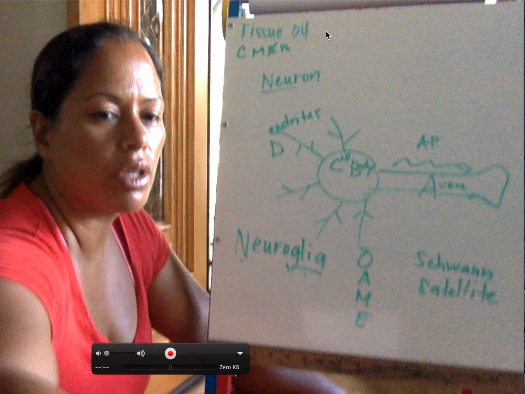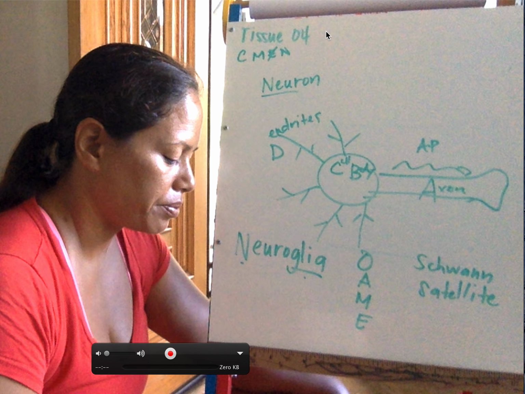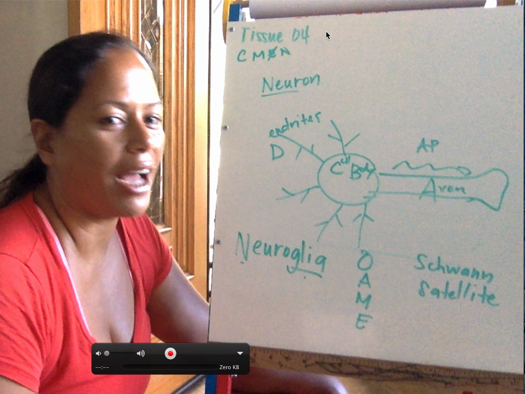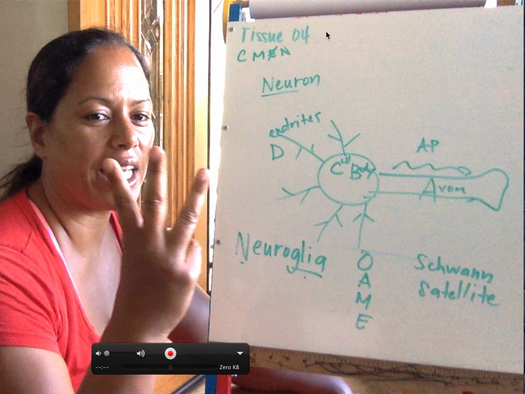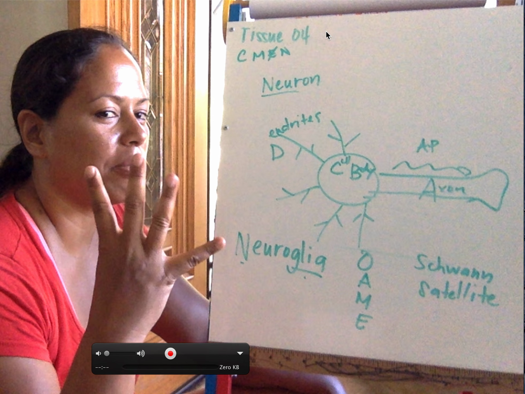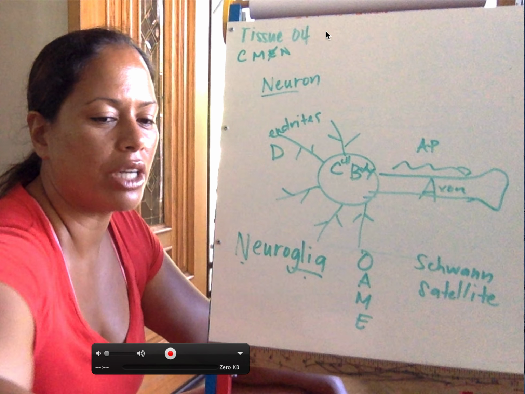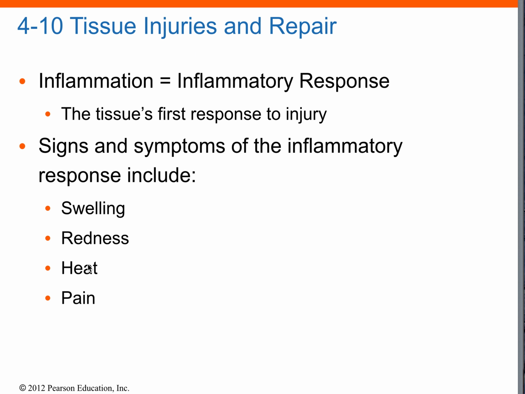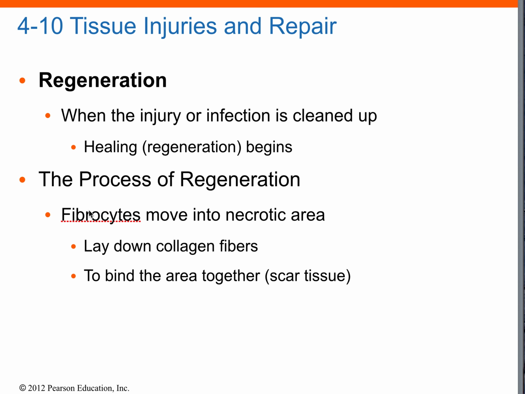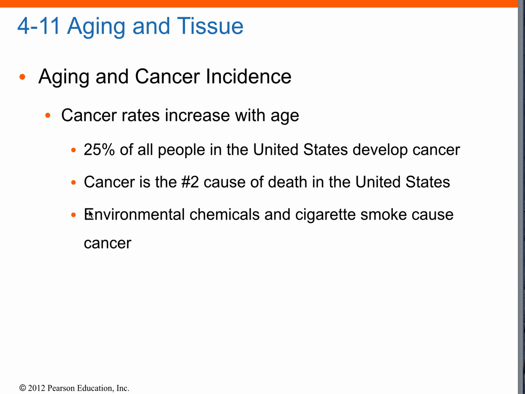Okay, so what are the 4 signs of inflammation? Heat, redness, pain, and swelling. I know some of you are thinking something else, but we're talking about 4 cardinal signs of inflammation. They are heat, redness, pain, and swelling. 4 cardinal signs of inflammation. And that is it. You guys can take a look at everything else.